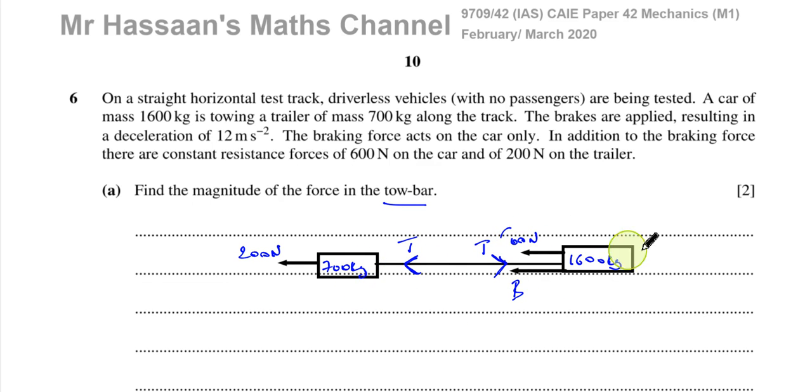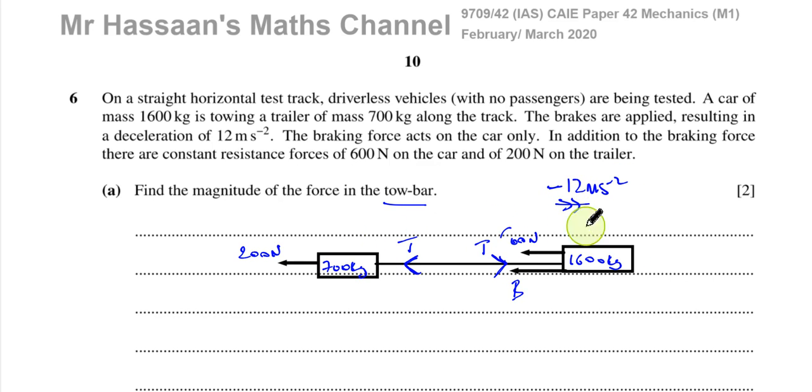Okay, so this is the situation that we have here. The brake has been applied. That means the driving force has stopped. And when this happened, they told us the deceleration, so it's still moving in this direction, but the acceleration is negative 12 meters per second squared. So it's decelerating, so acceleration is negative 12 meters per second squared.